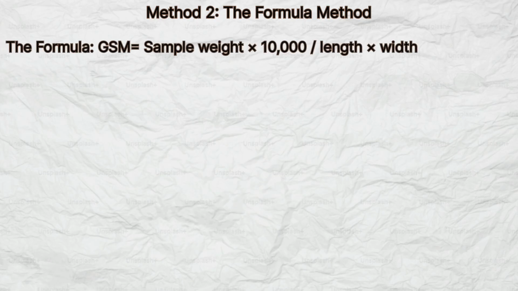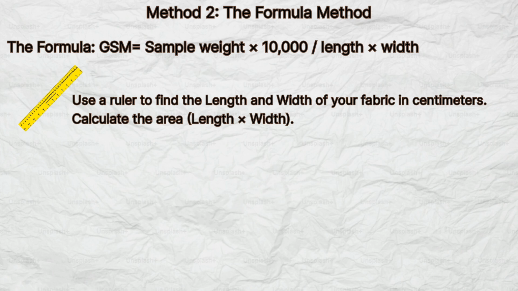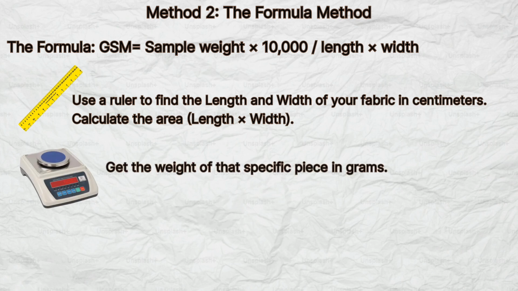Method 2. What if you don't have a GSM cutter or your fabric sample is too small? You can still find the GSM using a simple formula. So here is the formula you can see. Various steps are included. First, use a ruler to find the length and width of your fabric in centimeters. Then, calculate the area, length multiplied by width. Then, using a weighing machine, calculate the weight of the sample. Then you just have to put your values into the formula. You can easily get the GSM of the fabric.